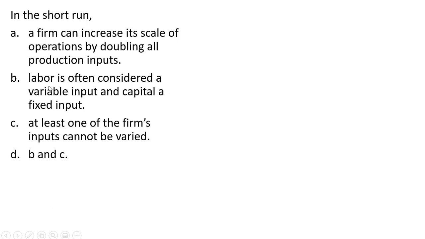That's false. B, labor is often considered a variable input and capital a fixed input. That's true. And C, at least one of the firm's inputs cannot be varied. That's true. So answer choice D is correct. B and C are the correct answers.